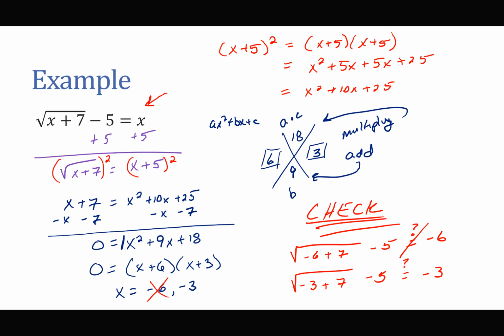-3 plus 7 is going to be a +4. Square root of 4 is going to be 2. 2 minus 5 does equal -3. Checks out.